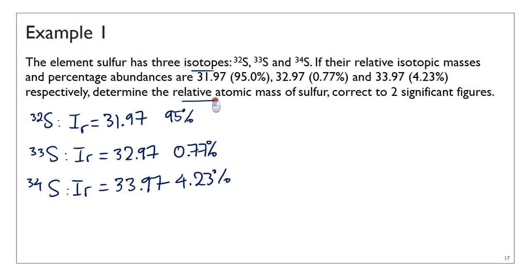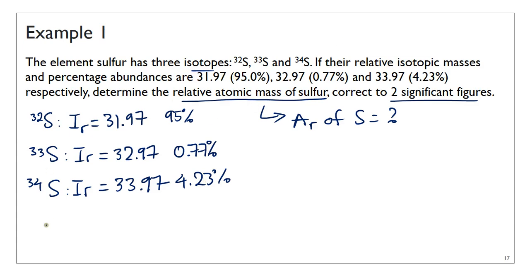Determine the relative atomic mass of sulfur. So the question is asking me to find AR of sulfur, correct to 2 significant figures. A good habit to start having now is to summarize the question. So this is my summary. Quickly just translated all the information.